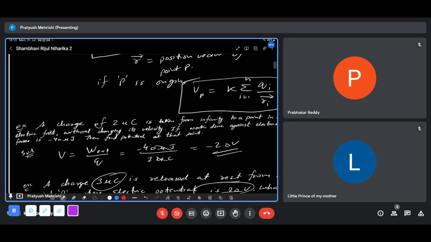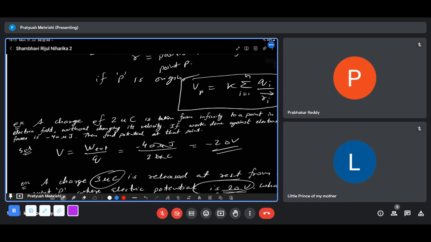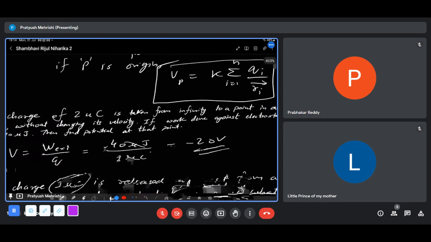Answer is minus 20 volts, and it's a very easy question. How? We know that potential is work done divided by charge, because potential is nothing but work done per coulomb. So total work done is given to us, that is minus 40 joules divided by 2 microcoulomb. Answer will be minus 20 volts. Got it now?